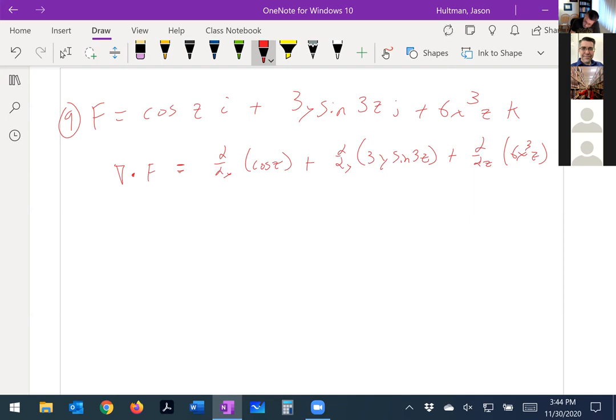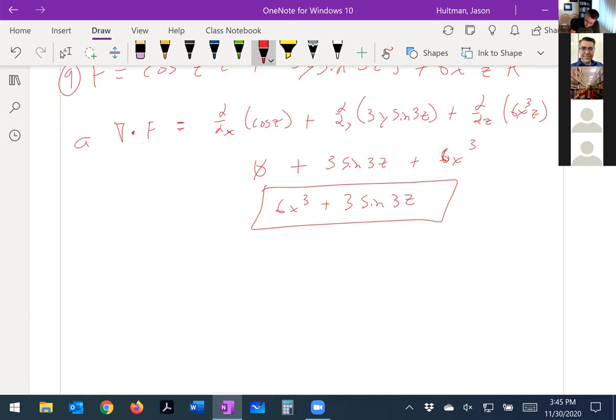Well, there is no x variable in the first one here, so that's just going to be 0. For the second one, there is a y, and everything else is treated as a constant, so this just becomes 3 sin 3z. Plus, with respect to z, there's a z, so everything else is a constant, so that becomes 6x cubed. So the divergence is 6x cubed plus 3 sin 3z. That's part A.